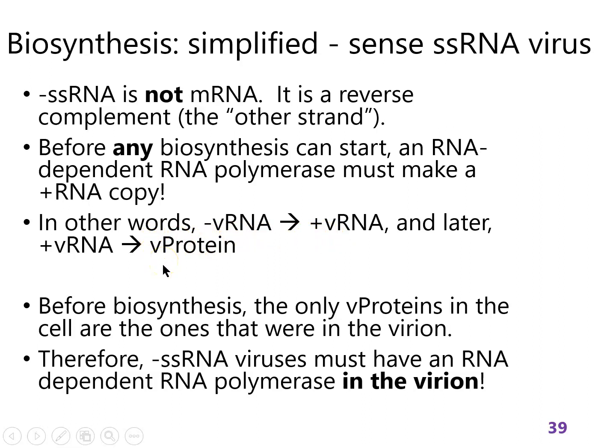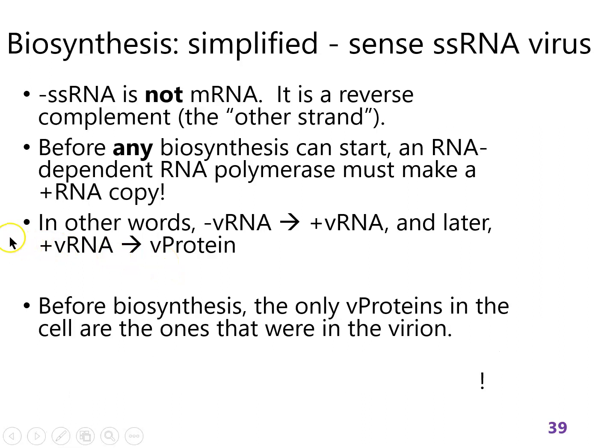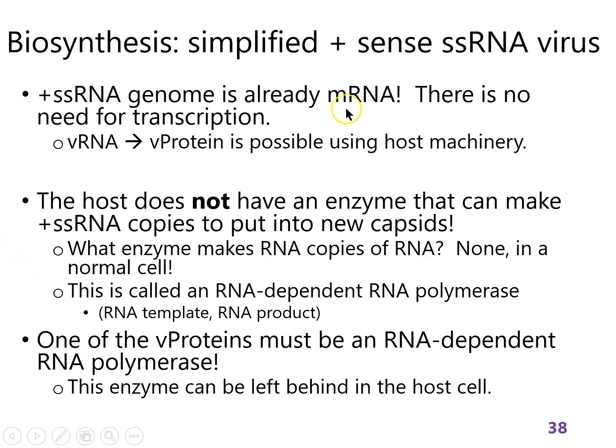Again, I just want to say it one more time in a different way. This positive sense RNA virus, its genome is already messenger RNA. We know it's going to need an RNA-dependent RNA polymerase that's encoded in its genome, and the host is going to make that. So this translation that happens right away, one of the products of that is going to be an RNA-dependent RNA polymerase that can make the new copies of the genome.